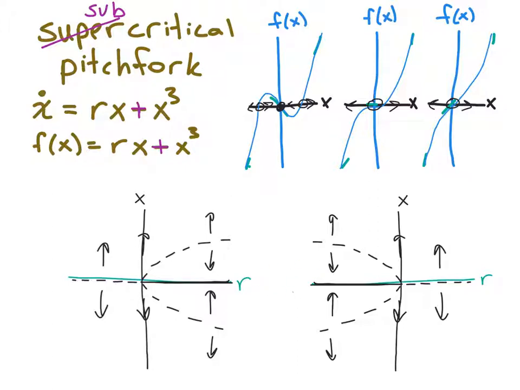Just as for the supercritical case, for the subcritical case, things can happen in either direction, and the thing that makes it subcritical is that the new states that appear at the bifurcation are both unstable. So in the supercritical case, the new pair of states was a stable pair, and in the subcritical case, the new pair of states is an unstable pair.